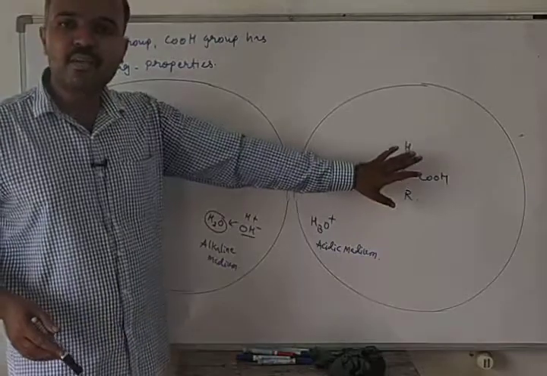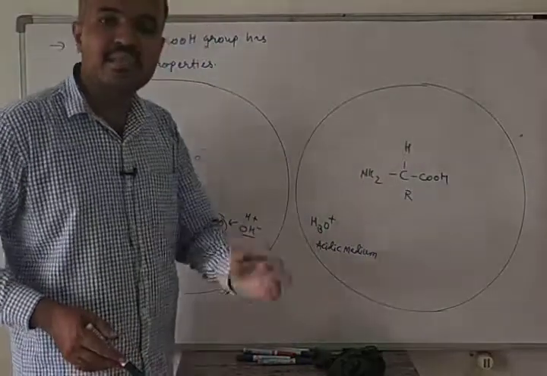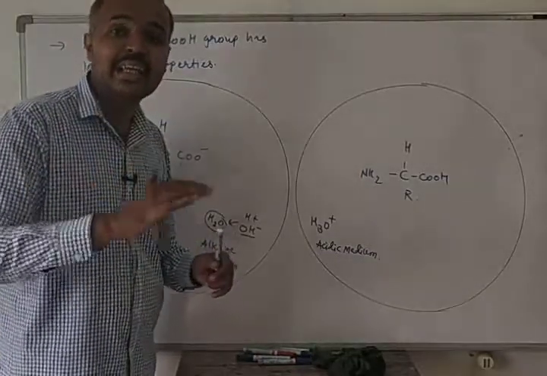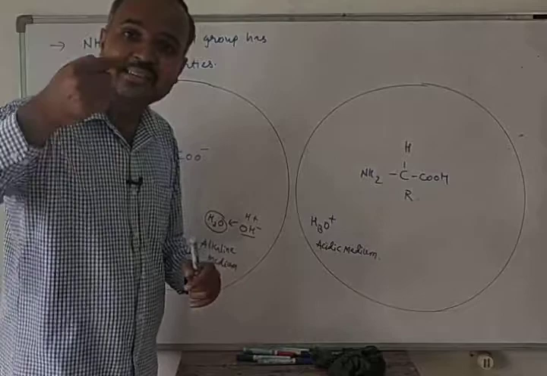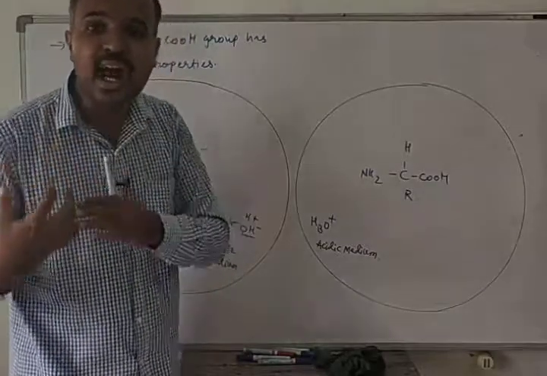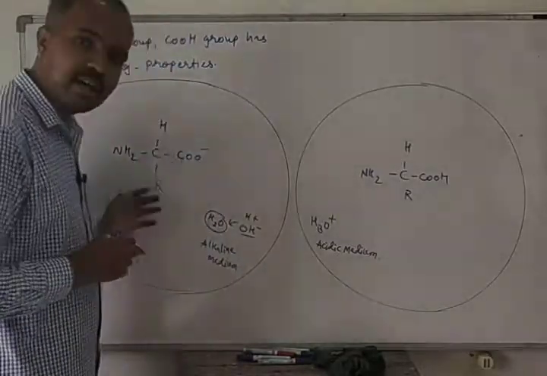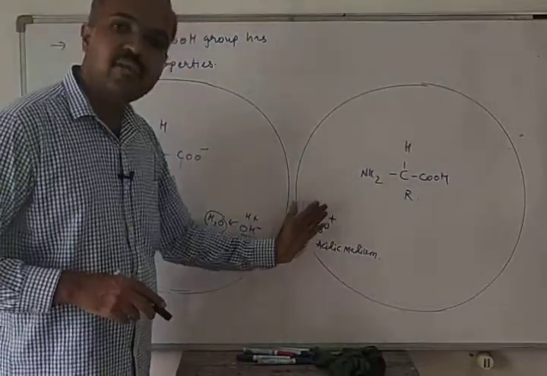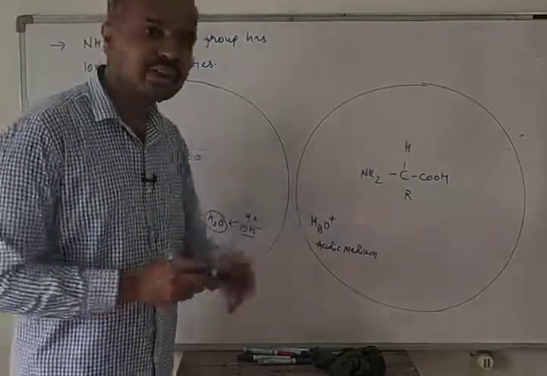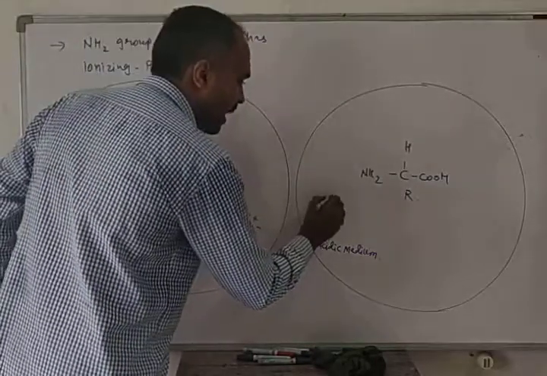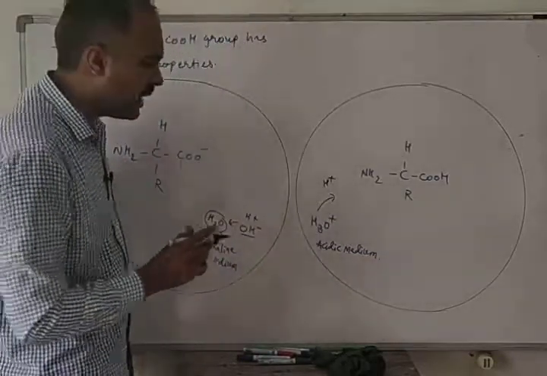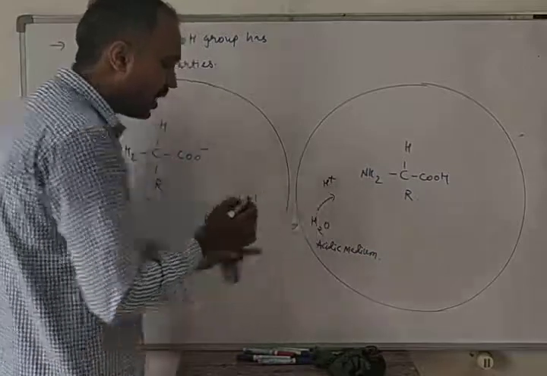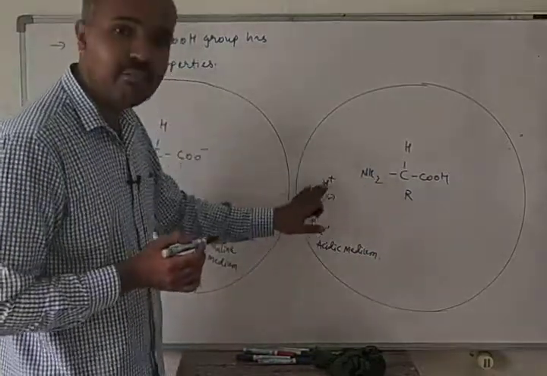Now if we keep our amino acid in the acidic medium, then what will happen? In the acidic medium, amino acid will work as alkali, and they will accept the hydrogen. Here they were donating the hydrogen; here they will accept the hydrogen. So the medium will give hydrogen to the amino acid, and after donating hydrogen to the amino acid, the medium will become neutral.